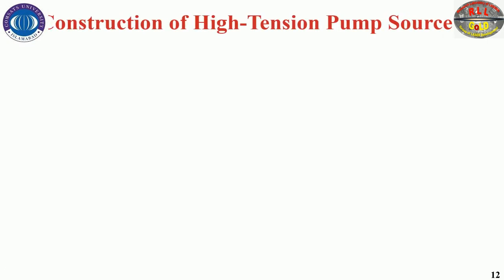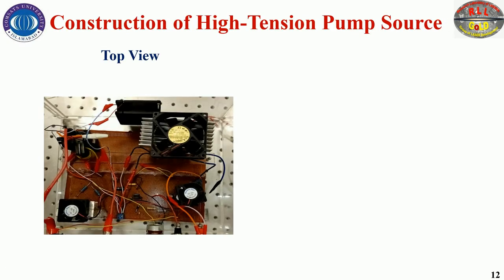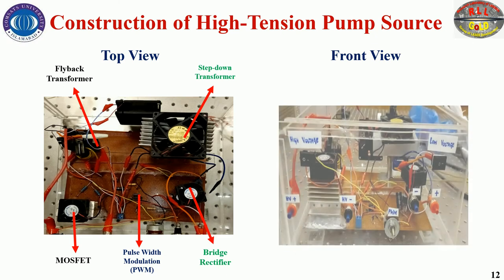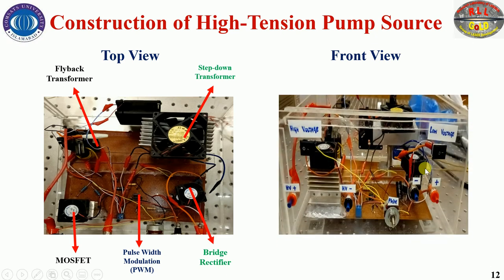On the basis of this simulation, we constructed a high tension pump source. This is the top view of our high tension pump source, and this is the front view showing the terminal for the low tension power supply and the high tension power supply, and these are the switch for low tension and high voltage at the output.